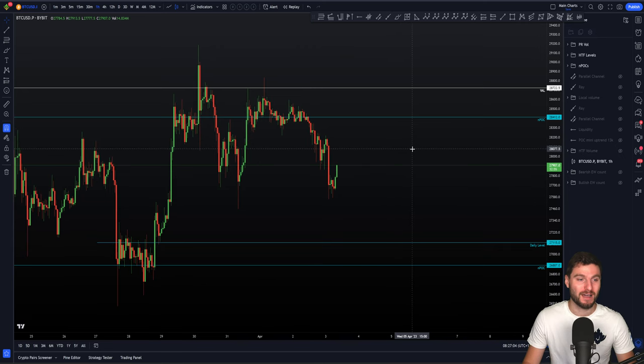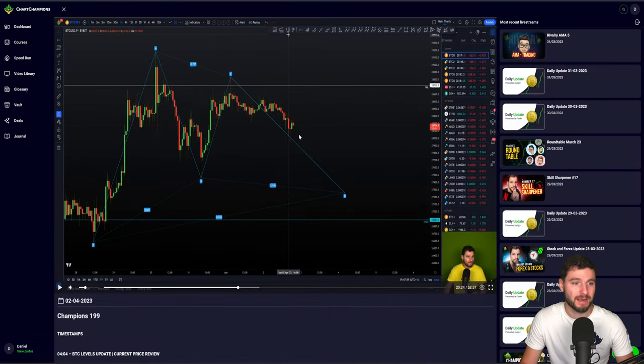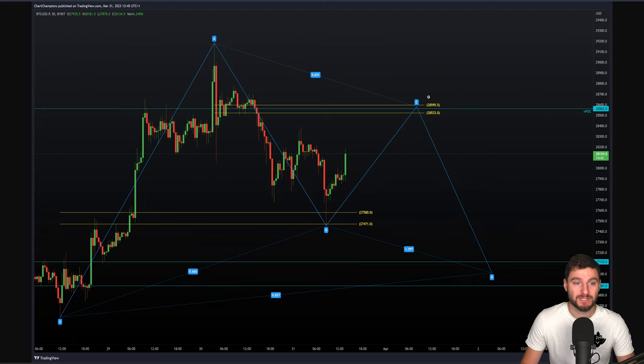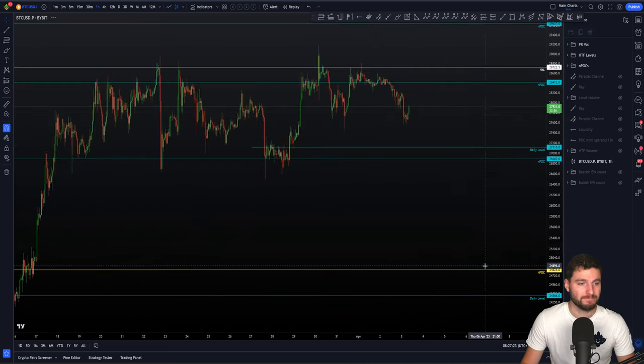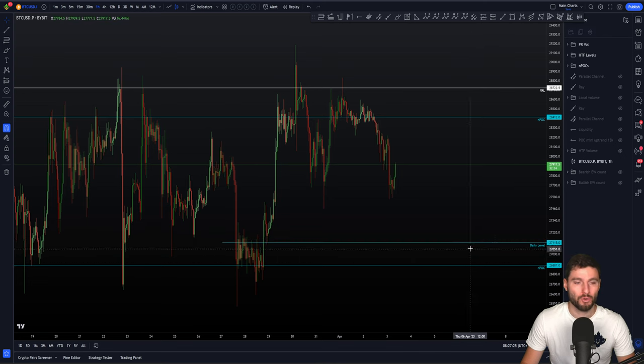what you're here for and what we are looking for the rest of this week. We currently have that harmonic still in play. If this continues to play out, we've obviously come up to that C zone, and now we'd be looking back down for the D zone, which is coming down at around this $27,000. It lines up fairly nicely with the range low, though not quite the range low.